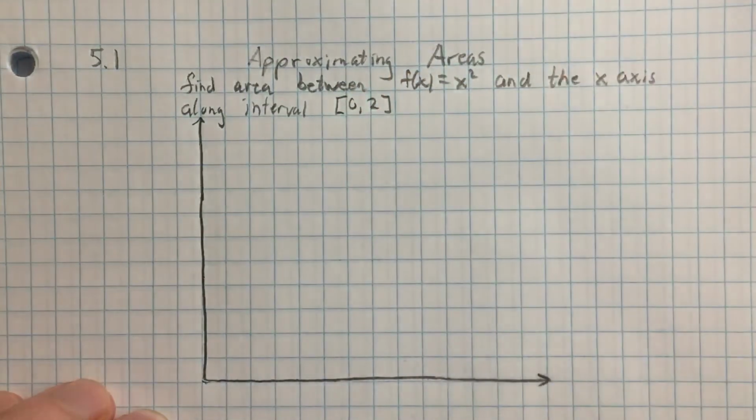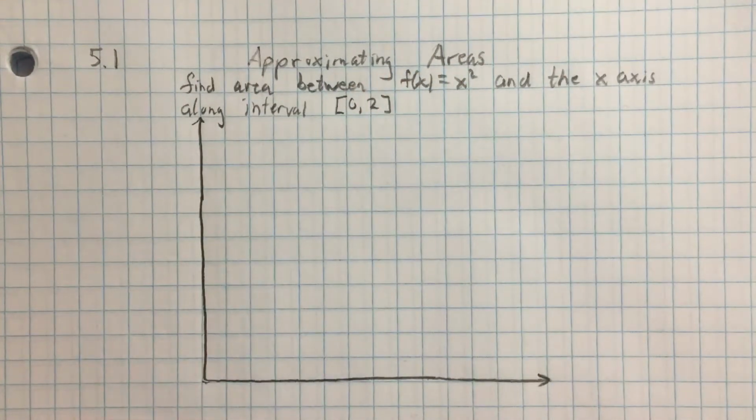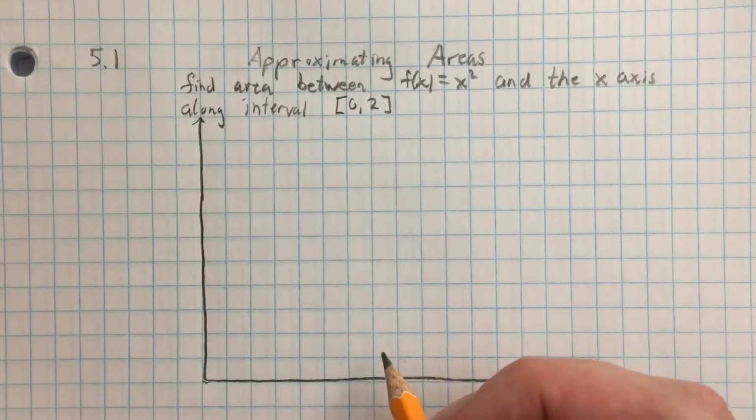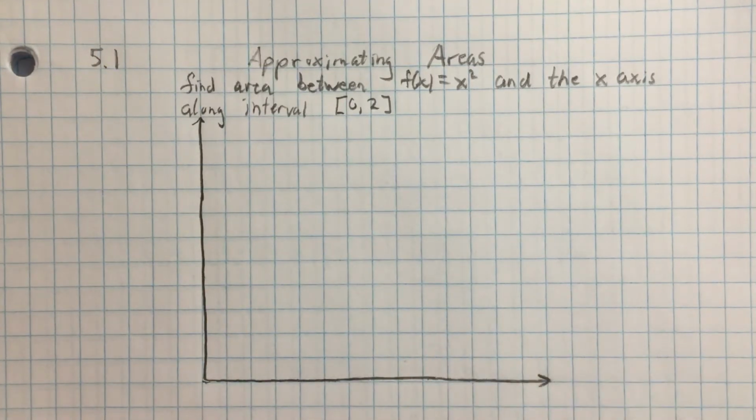Okay. Now when I say find the area, we won't be able to find the exact area here. We're just approximating. This question will be a main focus for the rest of chapter 5. We'll try to attain the exact area soon enough. But just to start this whole idea off by approximating areas.